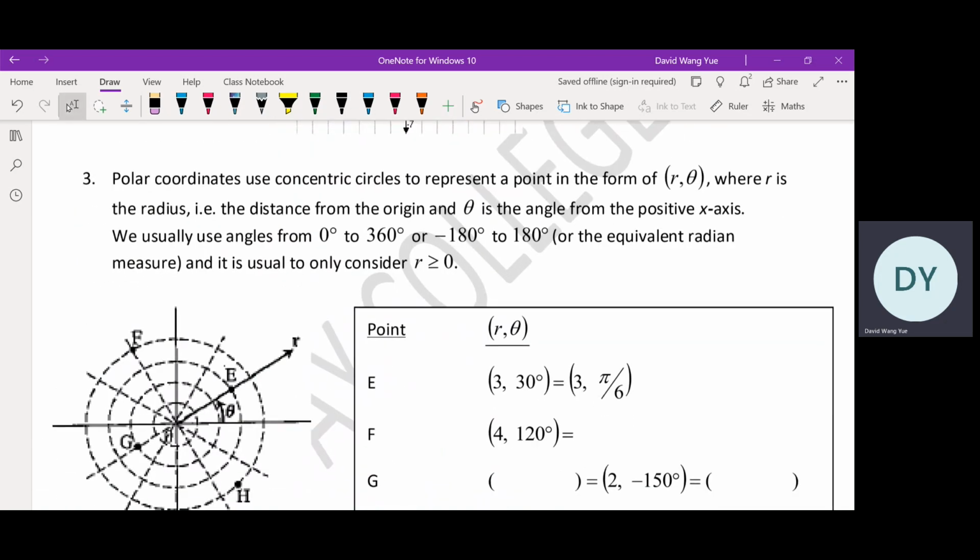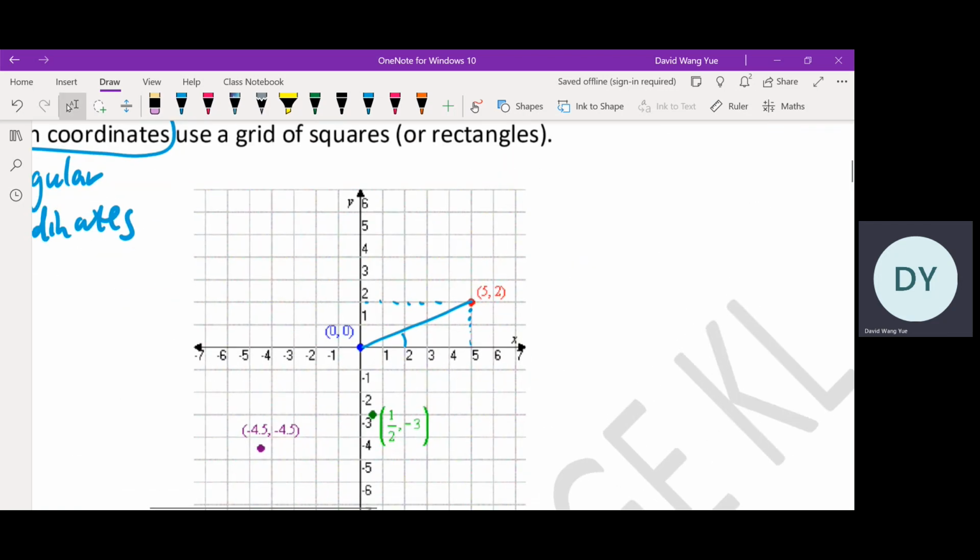Okay, so polar coordinates use concentric angles to represent the point in the form of (r, theta), where r is the radius, the distance from the origin. Theta is the angle from the positive x-axis. So for example, you can see this one is (5, 2), right? So we use the distance from the origin to this point. Okay, so this is r. And then we use the angle from the positive side of the x-axis. This is the angle. So instead of (5, 2), we use (r, theta). Now that is polar coordinates.